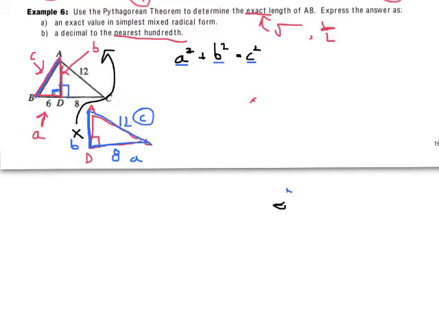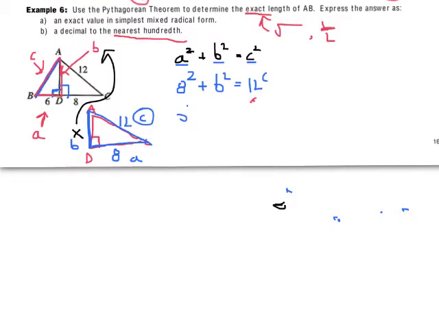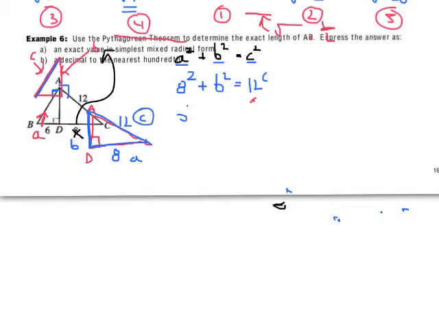So if 8 over here is A, I'm just going to write it as 8 squared plus B squared, and B we don't have, equals C squared, but C is 12. Okay, so let me figure this out now. I have 64 plus B squared equals 144. I'm not sure what happened to my screen here. Things kind of warped a little bit. Hopefully everybody's still with me.